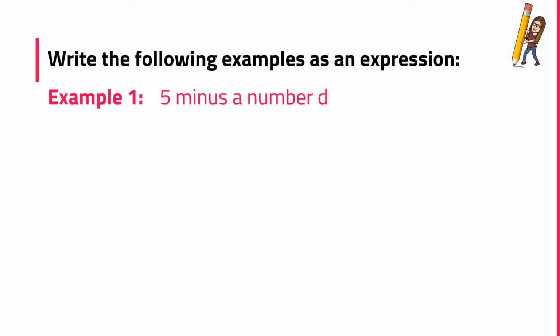What we're going to work on is how do I take words and turn them into symbols, and vice versa, symbols into words. So let's start with example 1. I'm given the expression 5 minus a number D. Let's write it using letters, numbers, and symbols. 5, this is why we went over vocab, minus, you'll notice this weird phrase, a number. All that means is we just need to use the variable D.